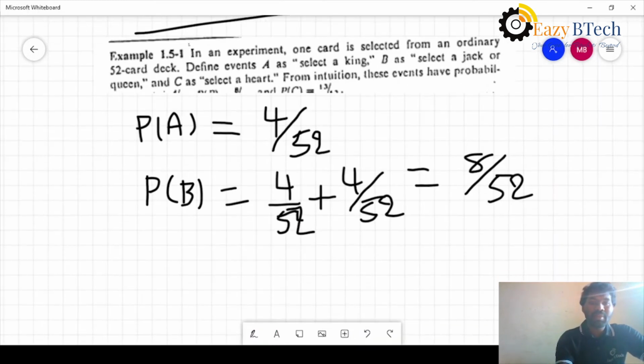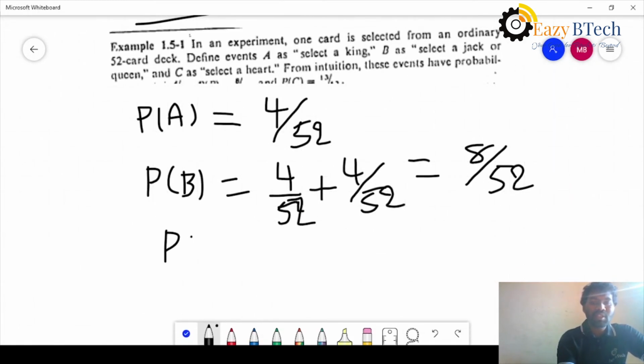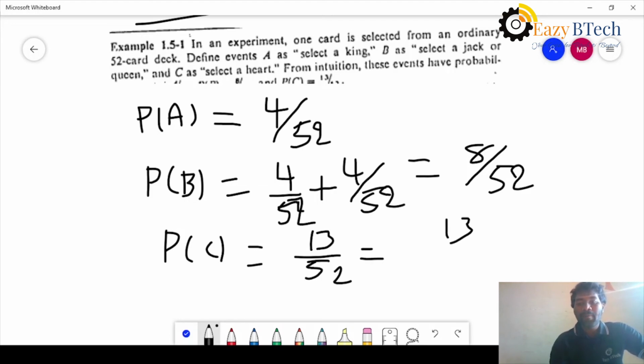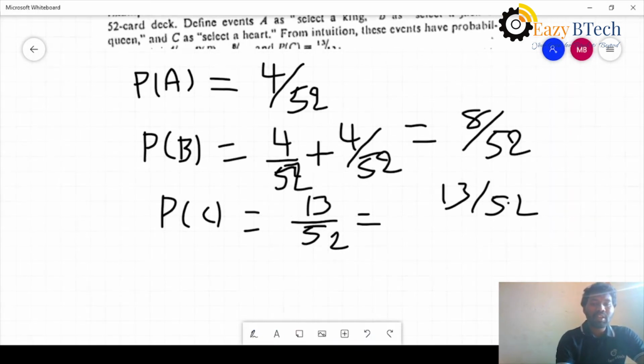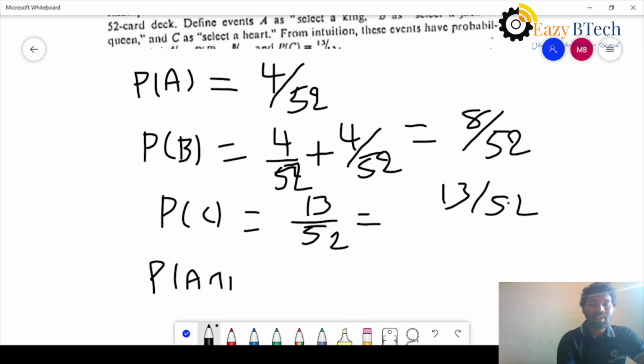Now the probability of P of C, which is select a heart. How many heart cards are there in total? Hearts are totally 13 cards, so the probability is 13 by 52. Now we will check whether A, B, C are independent events or not. What I have to check is whether P of A intersection B is equal to P of A into P of B or not.